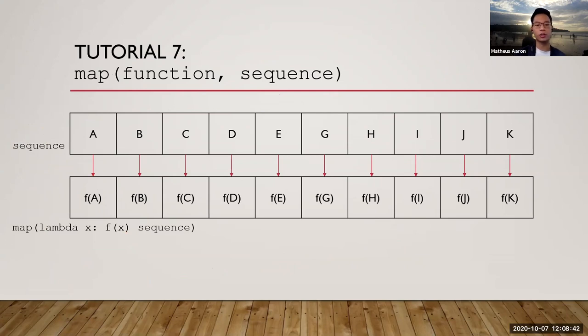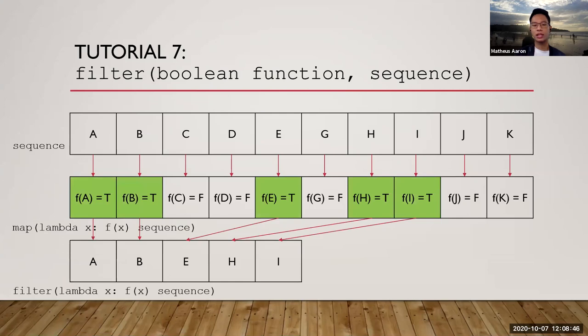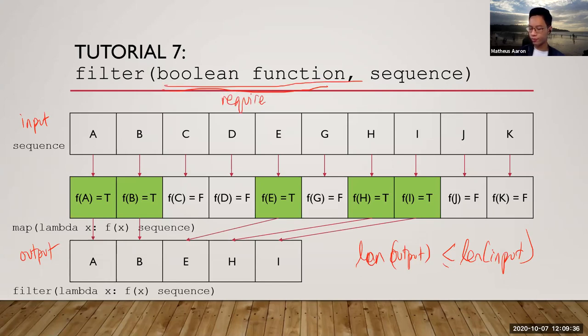And next is the function filter. Filter is slightly different. Filter does what the name describes: it will remove any items inside the sequence that do not satisfy our requirement. Hence, some characteristics: if this is the input and this is the output, sometimes the length of the output is less than or equal to the length of the input. In the scenario where all the items in the input satisfy the requirement defined in this function, nothing gets removed, hence we get the original array.